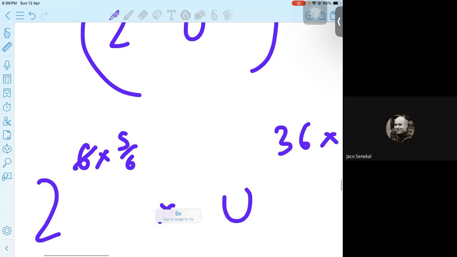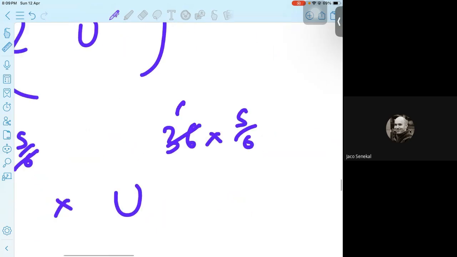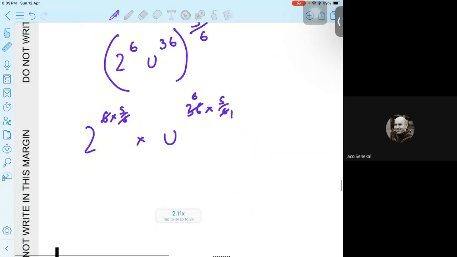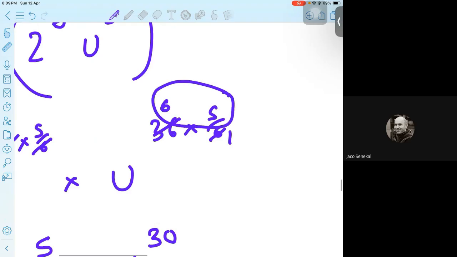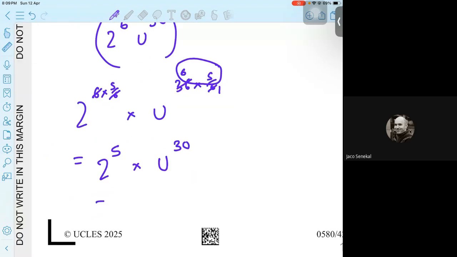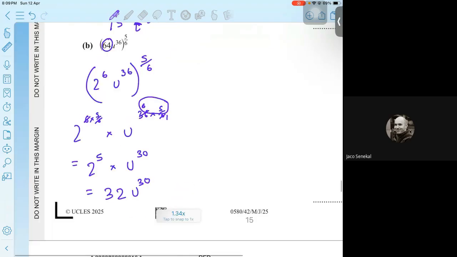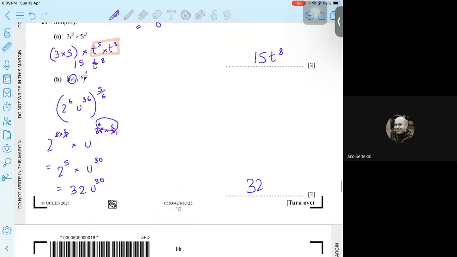So this gets cancelled out. This becomes 6. This becomes 1. I'm left with 2 to the power 5. Right? And this becomes 30. Any questions? 6 and 5? This becomes 30. So let's rephrase that: 32, 2 to the power 30. Okay? That's my answer. You have one method mark for doing this. There's M1 here, and there's one mark here. Okay? I think A1 for accuracy.